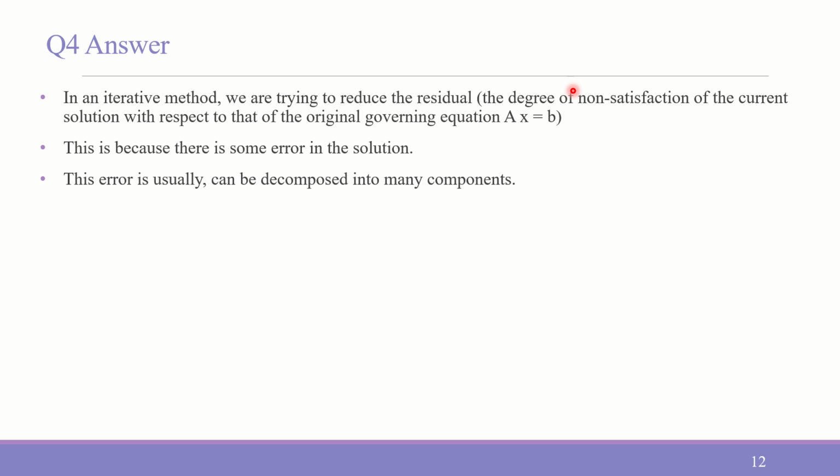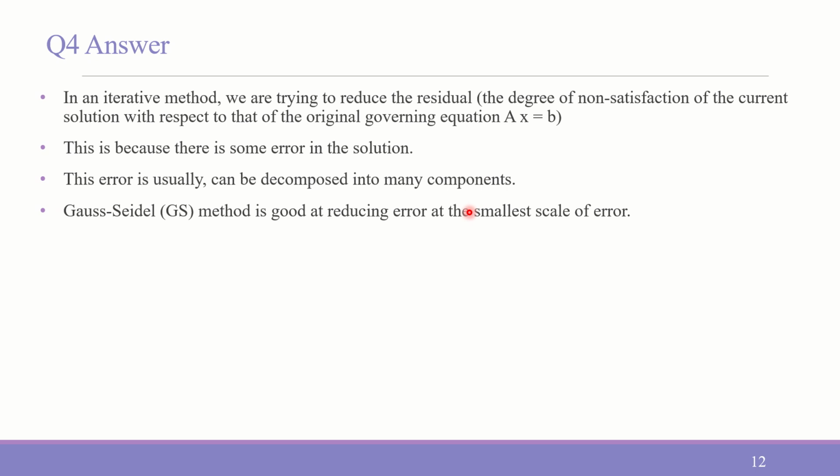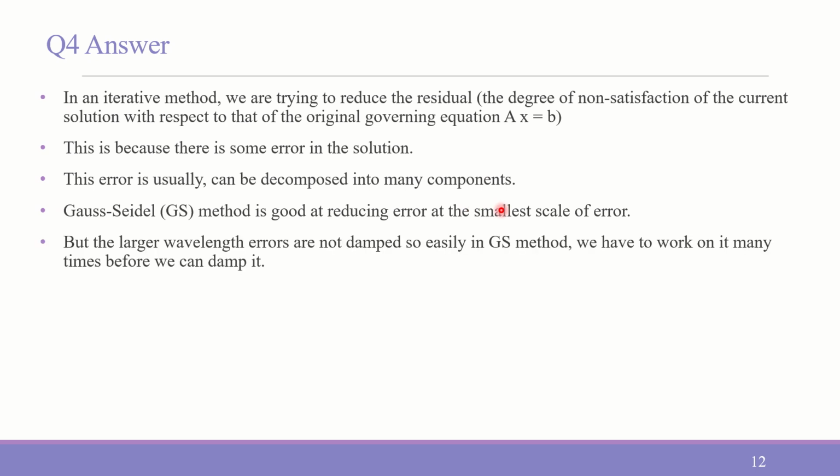So this error can be decomposed into many components. As I mentioned, short wavelength component, long wavelength component, etc. Methods like the Gauss-Seidel method are good at reducing error at the smallest scale, but can't reduce the largest scale error. The larger wavelength errors are not damped down so easily in the Gauss-Seidel method. We have to work on it many times before we damp it. So that is computationally expensive and it is not required when we can do it at a different grid.